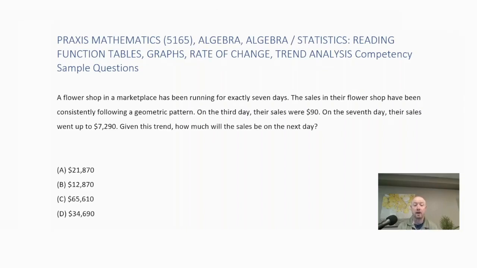A flower shop in a marketplace has been running for exactly 7 days. The sales in their flower shop have been consistently following a geometric pattern. On the third day, their sales were $90. On their seventh day, their sales went up to $7,290. Given this trend, how much will the sales be on the next day?